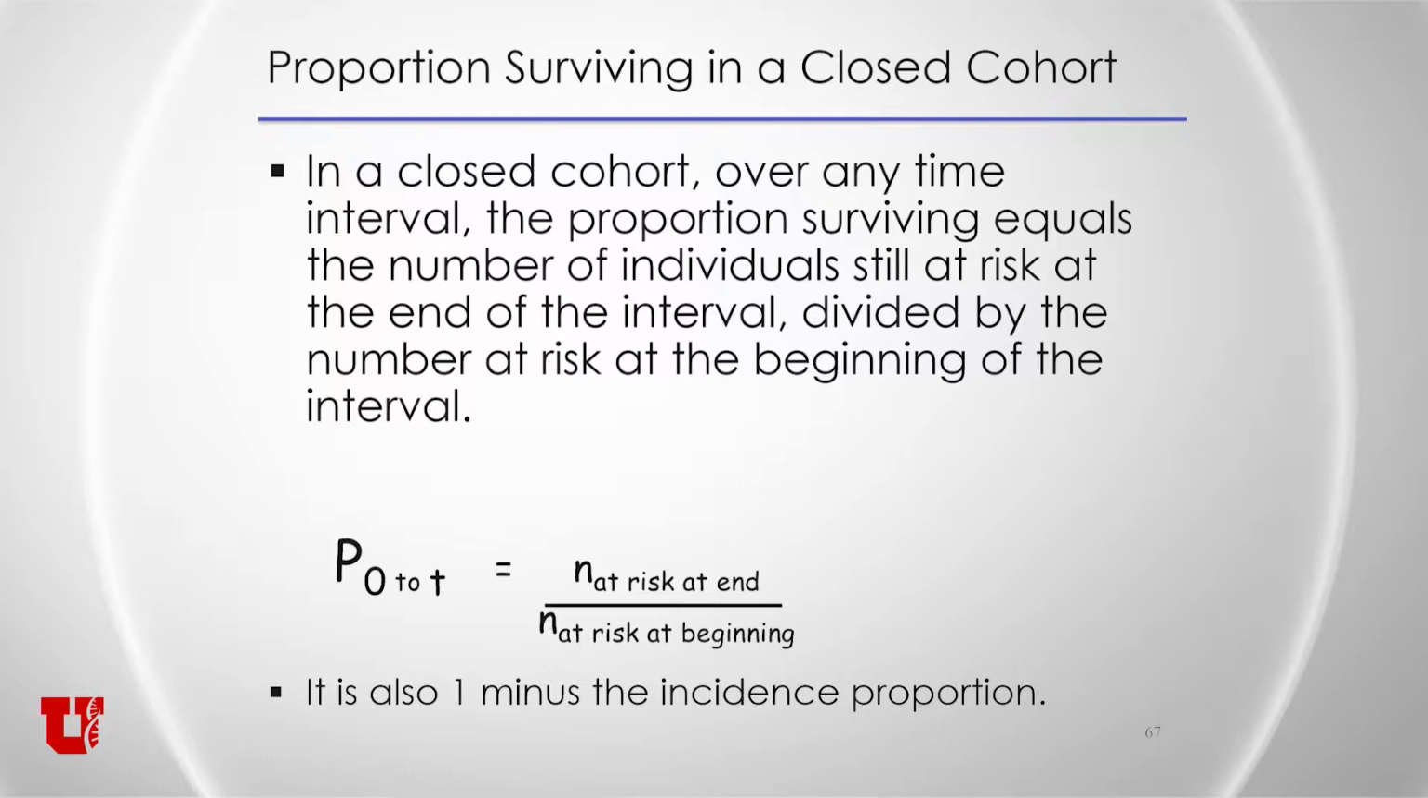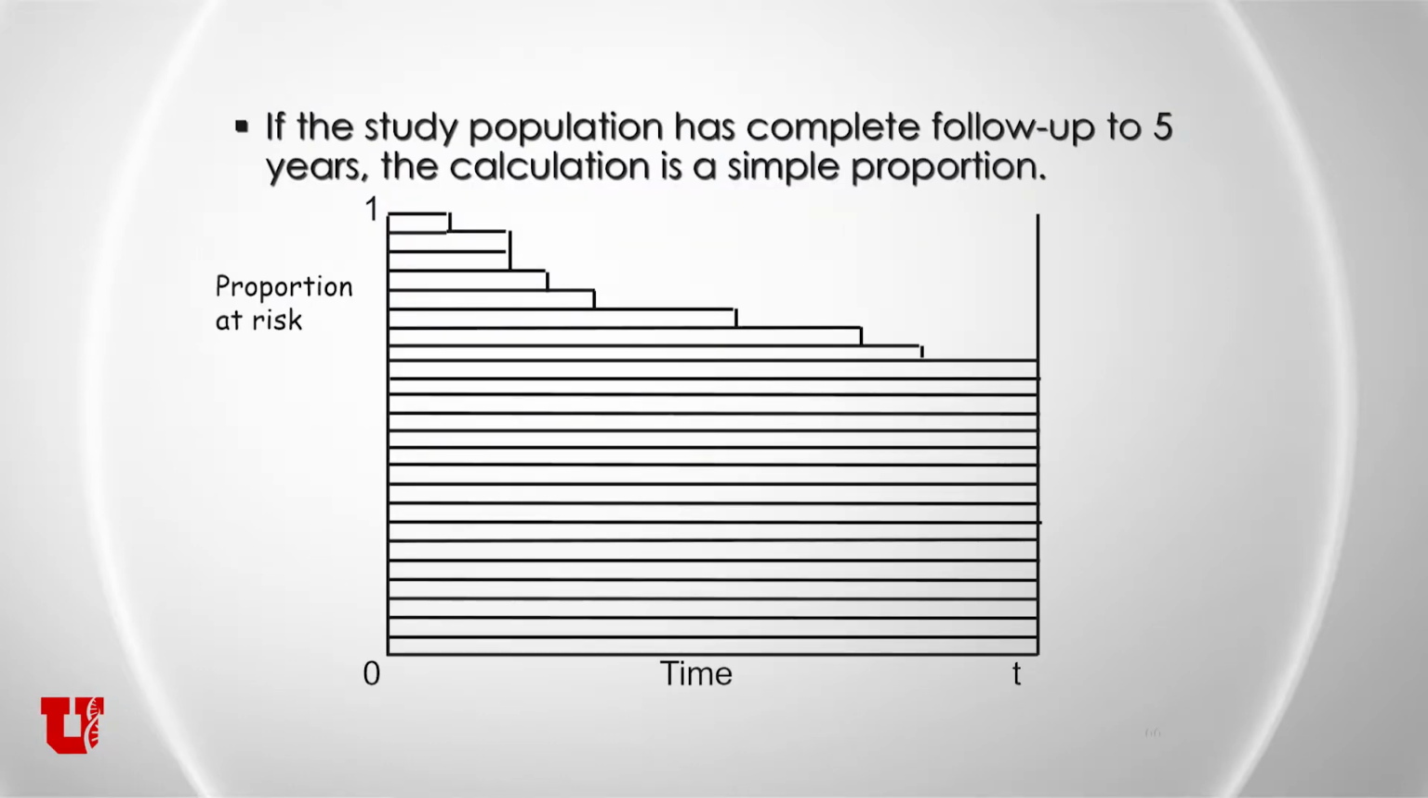So it's a very straightforward concept. Going back, if we erase those horizontal lines, the proportion surviving is actually drawing the Kaplan-Meier curve, which I know some of you are very familiar with and have seen in a lot of articles. If you have a closed population, you can just draw that little Kaplan-Meier curve with a pencil and a ruler based on your counts.